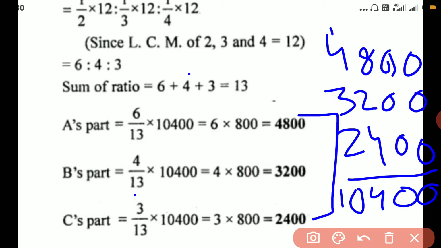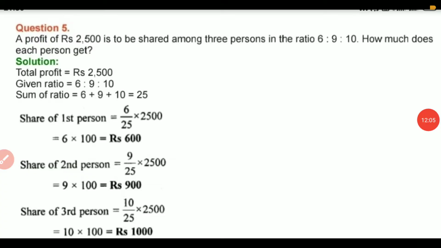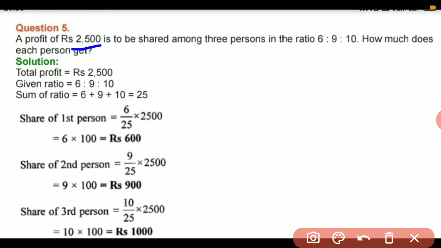Then we can go to the last number of this exercise, which you are supposed to do. That's number 5. Okay, coming to question number 5, let us read the question. A profit of rupees 2,500 is to be shared among 3 persons in the ratio 6:9:10. How much does each person get? Okay, let us see. So first thing, the ratio is given in the simplest form, right? So fewer steps. Then first thing we need to add it.